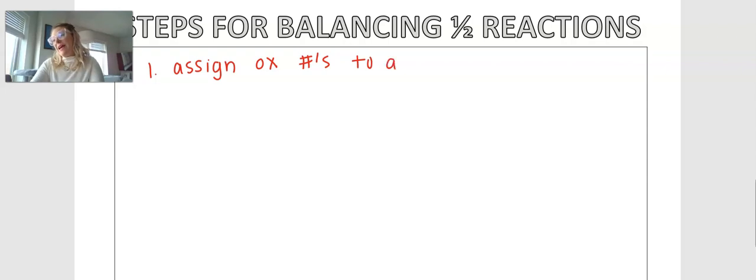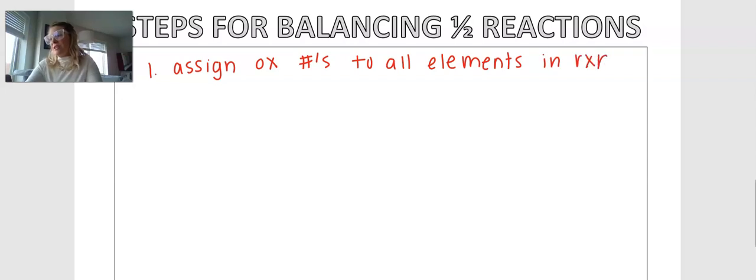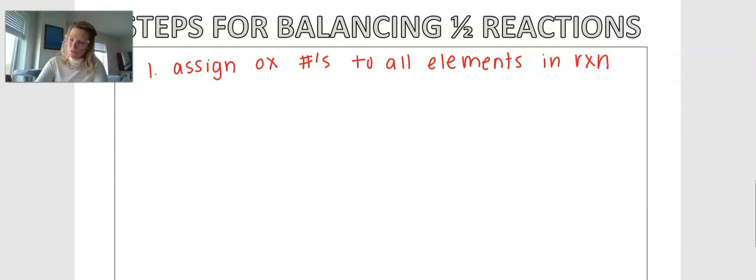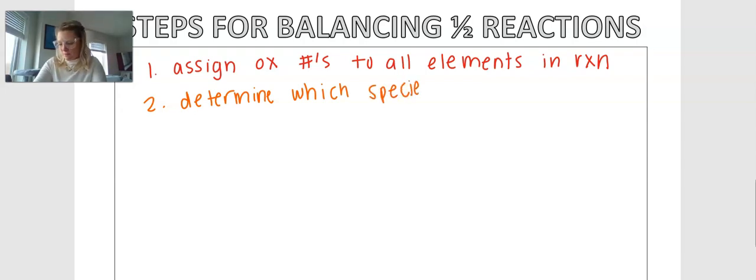So we have 6 steps for balancing using half reactions. Step number 1, assign oxidation numbers to all elements in a reaction. Okay, so if you're given a full reaction, first thing you're going to do is assign all of the oxidation numbers, just like we have been. Step 2, determine which species were reduced or oxidized.